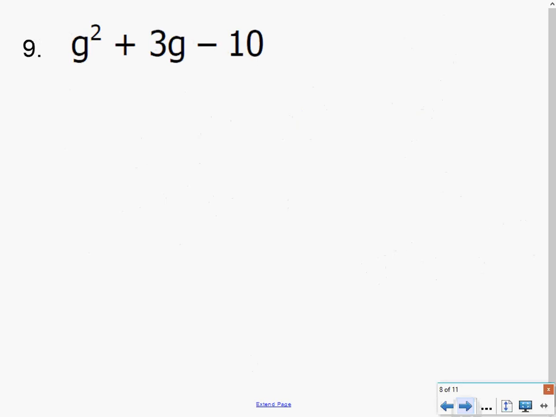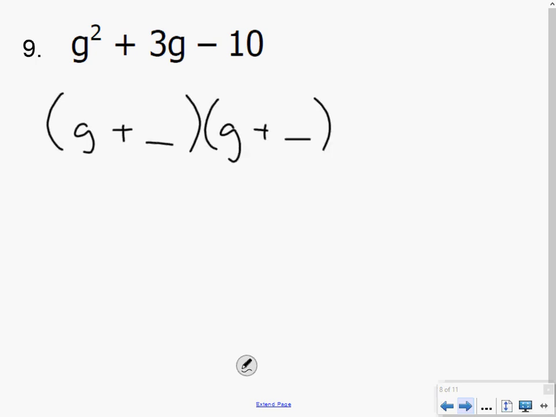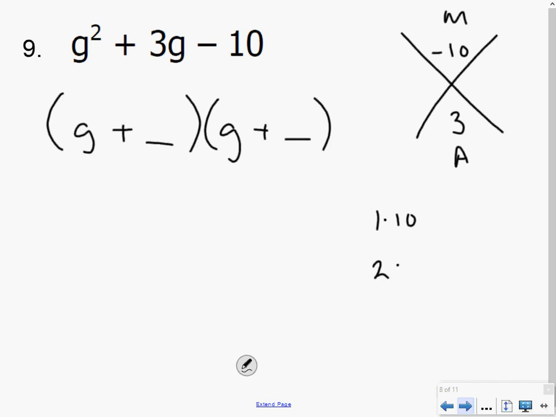So let's look at another one like that. We're still going to start the same way: G plus some number times G plus some number. But this time we're finding two numbers that multiply to a negative 10 and add to a positive 3. So again, let's start with numbers that multiply to positive 10. We can do 1 times 10. We can do 2 times 5.